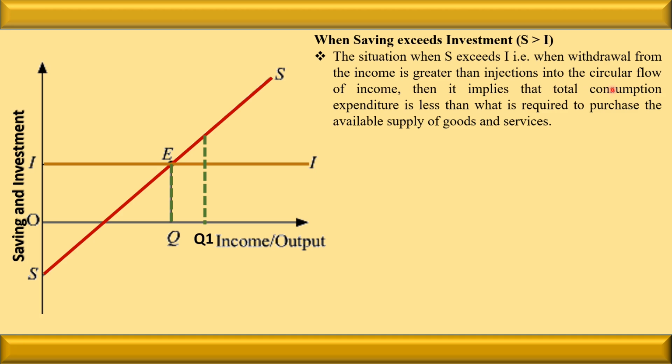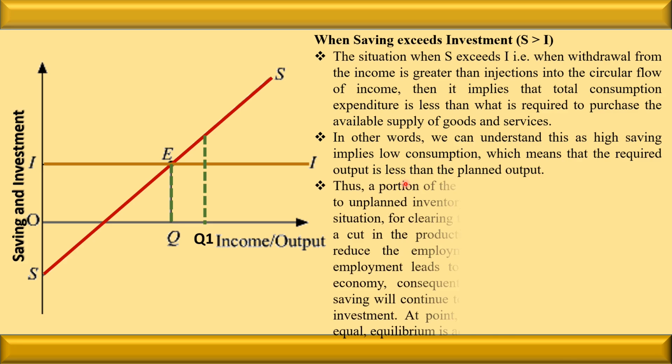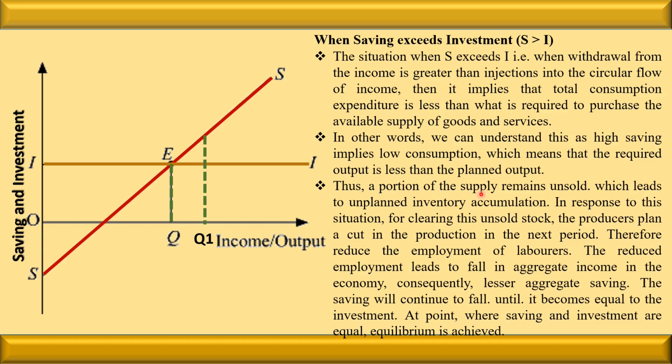It implies that the consumption expenditure is less and the supply is more. It means demand is less and the supply is more. In other words, we can say that high saving implies low consumption, which means that the required output is less than the planned output. Thus, a portion of the supply remains unsold. When the supply is more, what will happen? The portion of the product, goods and supply will remain unsold.